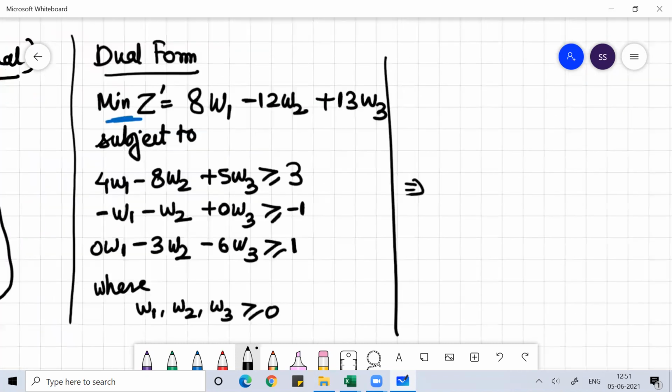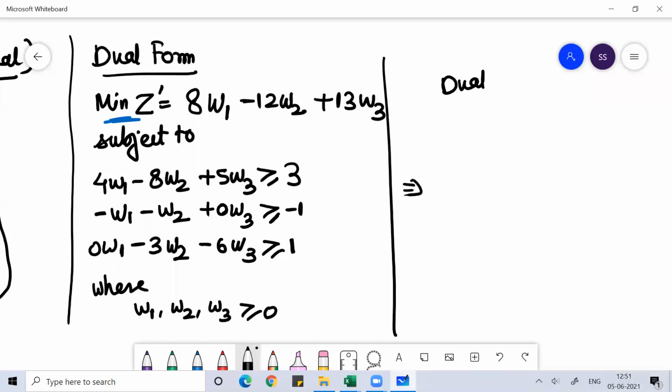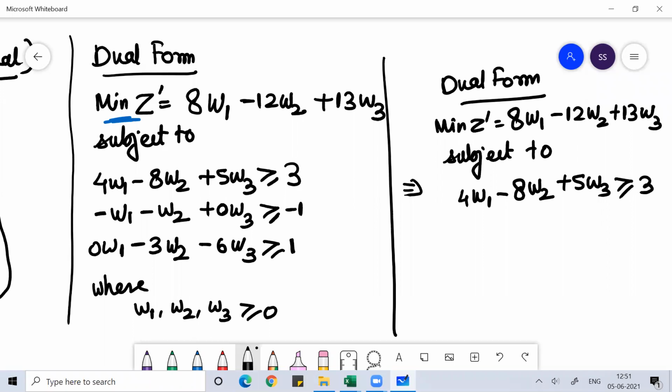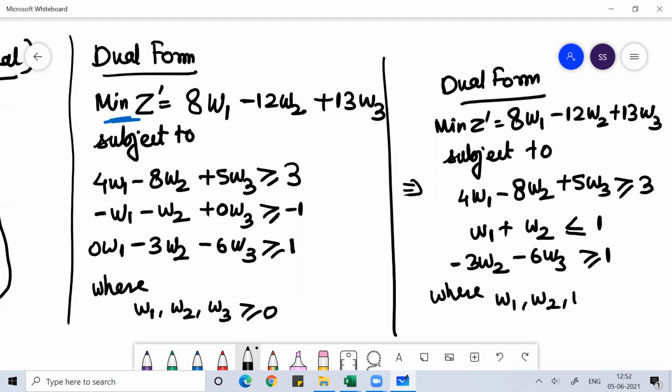Now I can write this in another form. The better way of writing the dual form, I can write as minima of z dash is equal to 8w1 minus 12w2 plus 13w3 subject to 4w1 minus 8w2 plus 5w3 is greater than or equal to 3. This I can write as w1 plus w2 less than or equal to 1. This I can write as minus 3w2 minus 6w3 is greater than or equal to 1, where w1, w2, w3 are greater than or equal to 0. I hope you understood this.